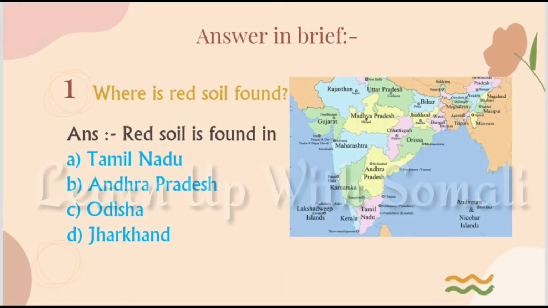Now my dear kids, let's look into the questions for which you have to write the answer in brief. Question number 1. Where is red soil found? The answer is red soil is found in A. Tamil Nadu, B. Andhra Pradesh, C. Odisha and D. that is Jharkhand.